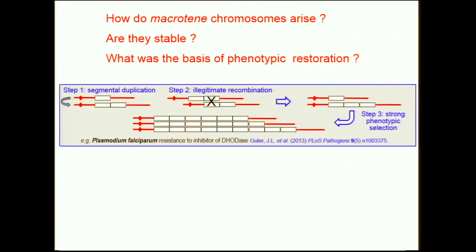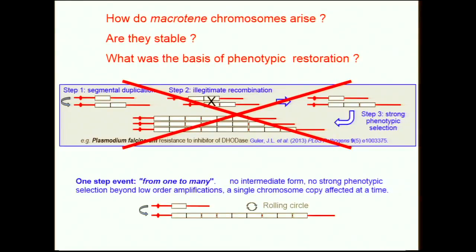Segmental duplication makes 2 copies. Unequal crossover makes 1 and 3. And then strong phenotypic selection makes many. And this is exactly what happened in the amplification of Plasmodium when you select for resistance to inhibitor of DHODH, as published here. But we could not find anything that fits with that because, in fact, we have either 1 copy or many copies, but we have never found any intermediate form.